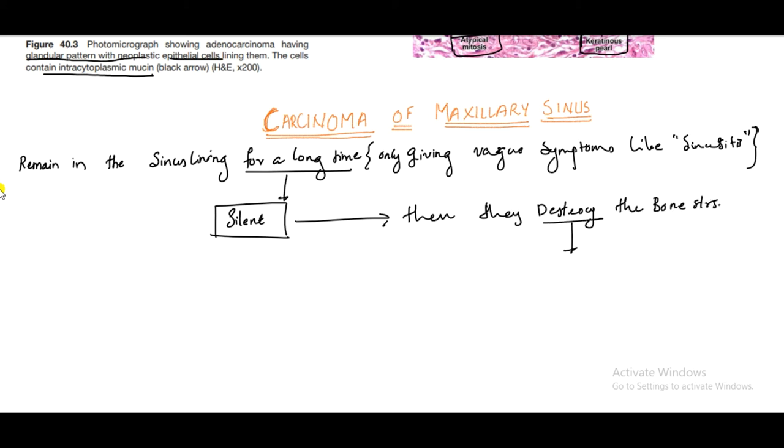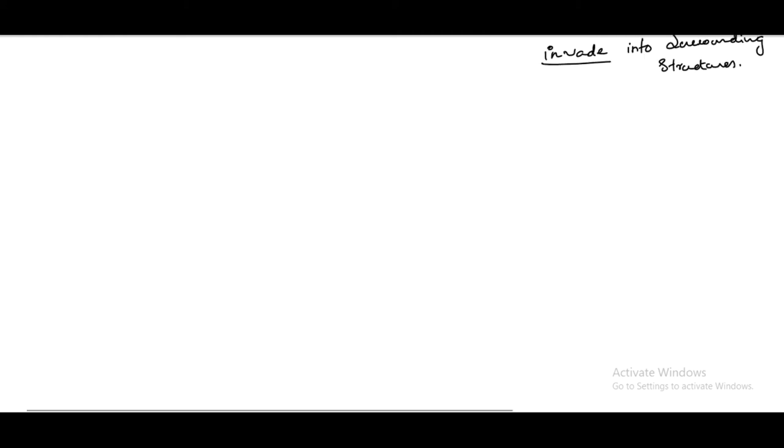But when they destroy the bone structures and spread into and invade other structures, they show symptoms. For example, if they spread into the orbit, we can see symptoms related to the eyes. And if they spread into the nasal cavity, we can see symptoms related to obstruction, epistaxis, etc. So this is the time when we realize that the tumor has spread.